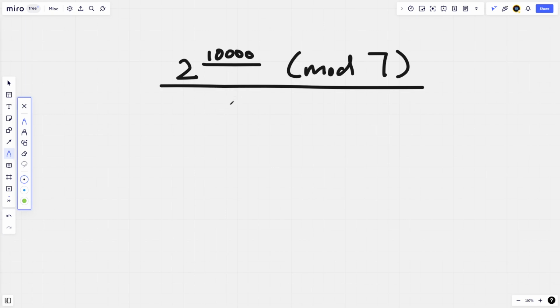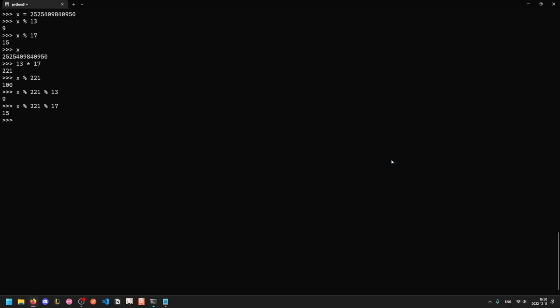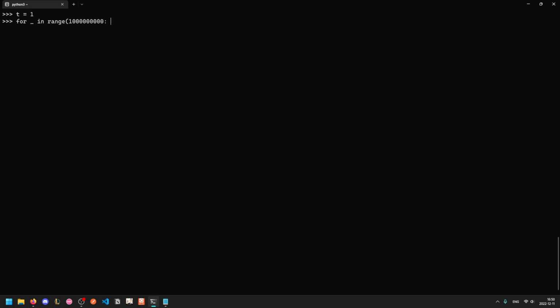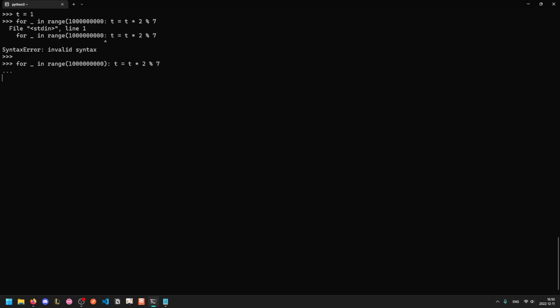However, that still requires us to loop by this. So what if we wanted to take 2 to the power of 1 billion modulo 7? If we do this in Python, it should still work. It might take a while. If not, I'll just increase the number. So total starts at 1, for blank in range 1 billion, t equals t times 2 mod 7. Sorry, I forgot to close back. You'll see that it's running for a while. Even though we're taking the modulo in between every time, so the value isn't really blowing up, it still takes a while to loop a billion times.